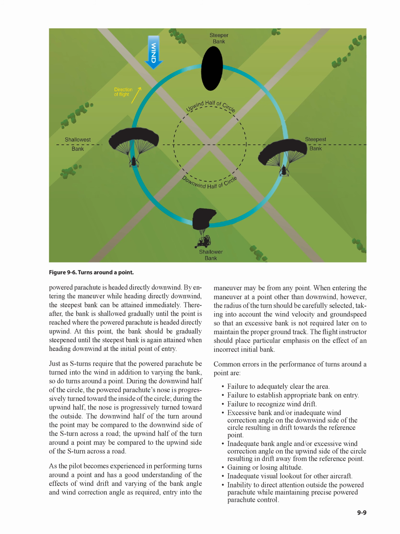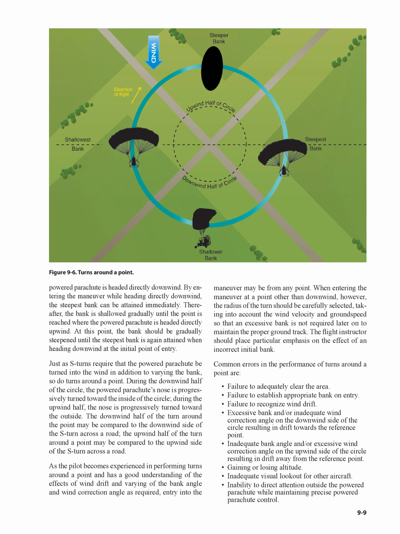Just as S-turns require that the powered parachute be turned into the wind in addition to varying the bank, so do turns around a point. During the downwind half of the circle, the powered parachute's nose is progressively turned toward the inside of the circle. During the upwind half, the nose is progressively turned toward the outside. The downwind half of the turn around the point may be compared to the downwind side of the S-turn across a road. The upwind half of the turn around a point may be compared to the upwind side of the S-turn across a road.